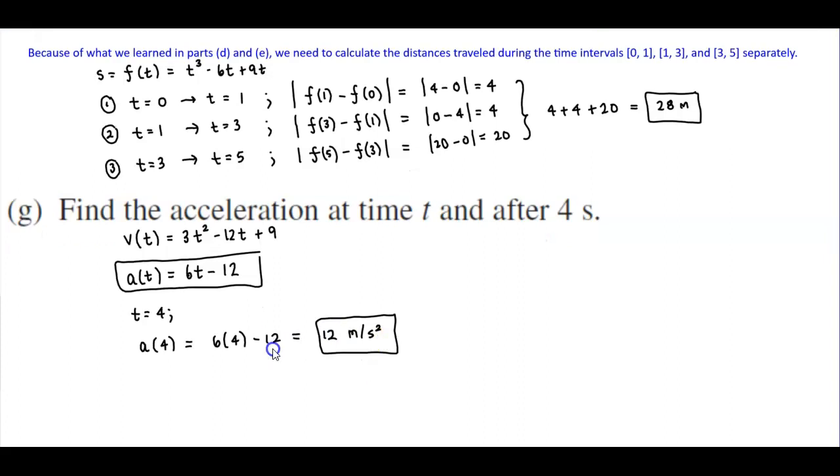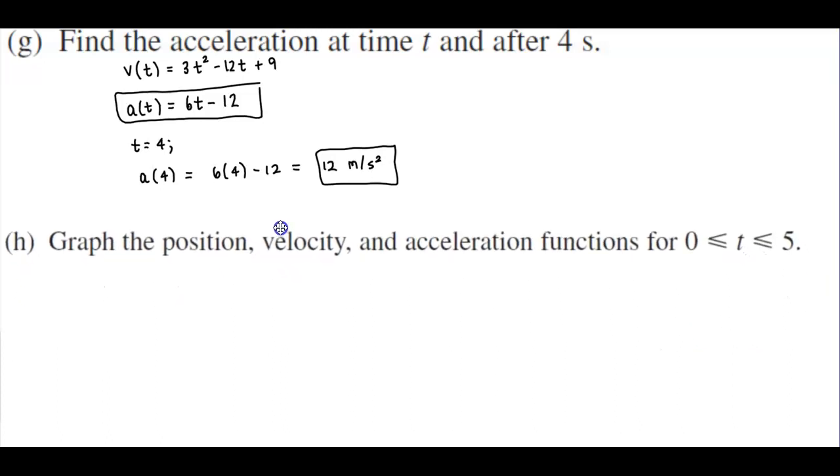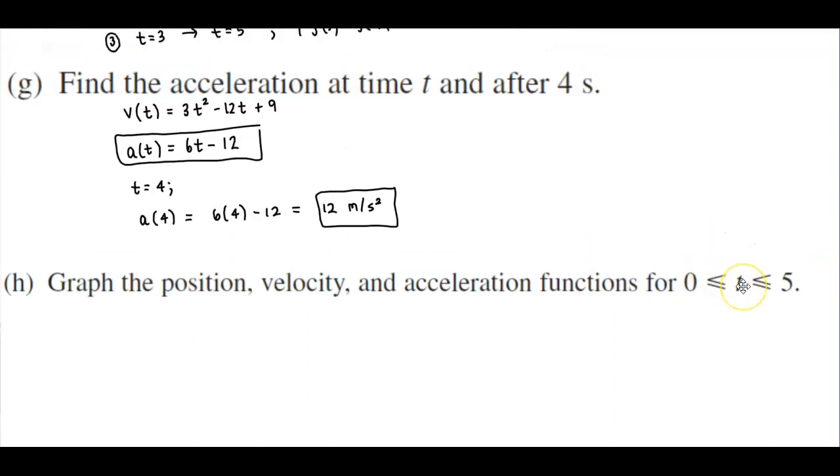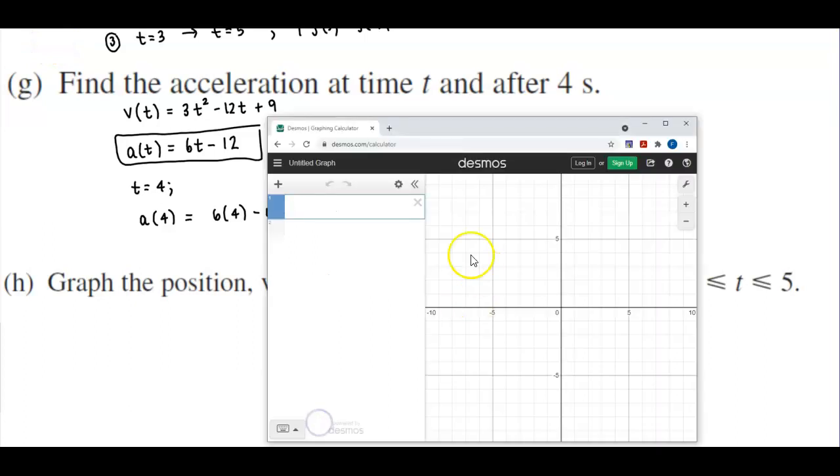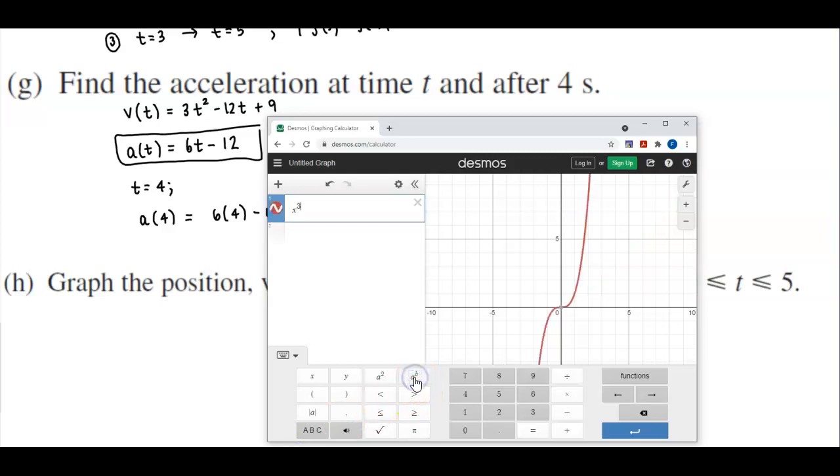Okay, so now what we want to do is graph the position function, the velocity, and acceleration functions for when t is in between 0 and 5. So let's go ahead and do that. We're going to graph the position function first, and we're going to use the variable x. So the position function was x cubed minus 6x squared plus 9x.